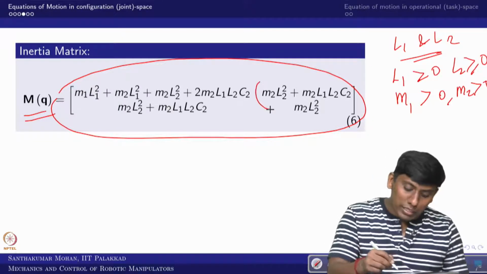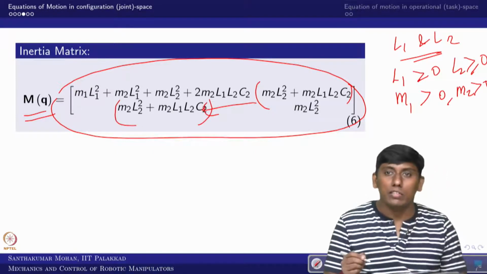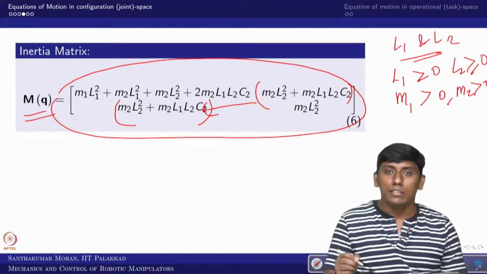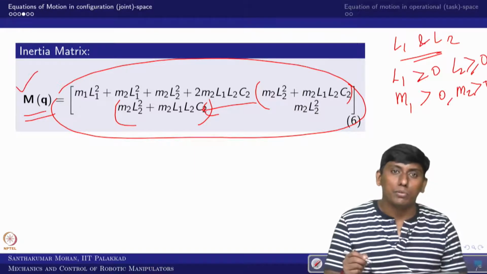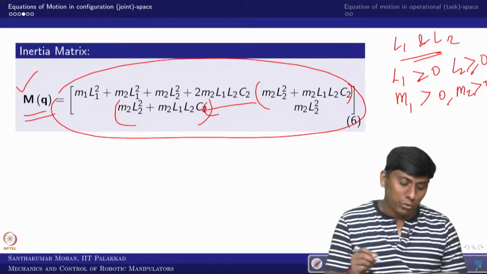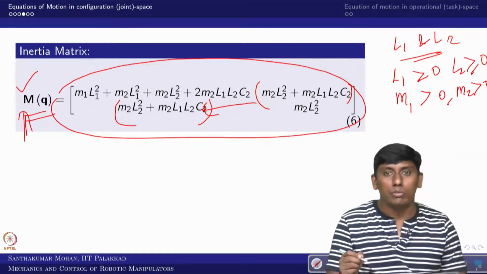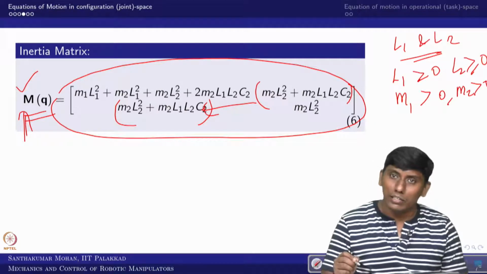And further you can see this term is matching with this term, in the sense even if you take a transpose, it gives the same matrix, right? So that is what we have seen, M transpose of q equals M of q, in the sense it is a symmetric matrix. Further, this gives positive definiteness, right? So that is what we have seen as the inertia matrix.